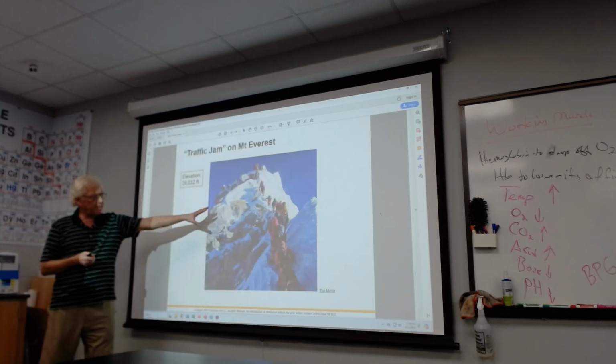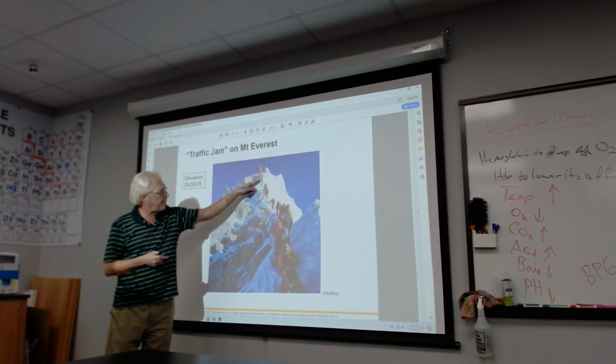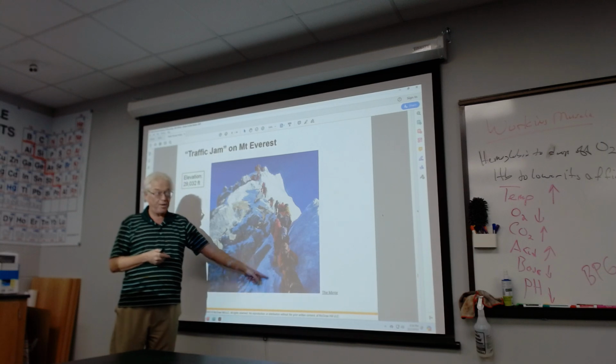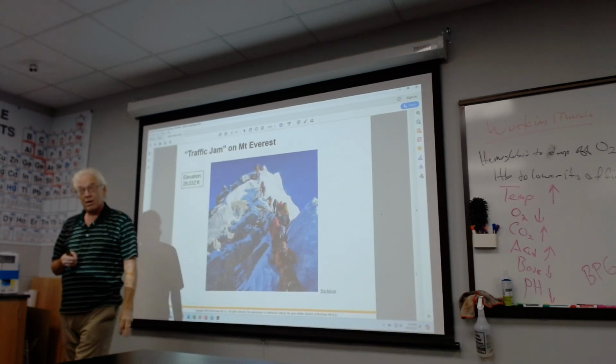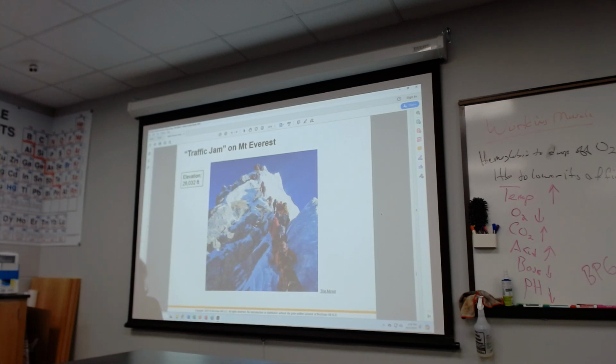And see, that's the picture. Look at all these people, back to back to back, trying to get to the top. Go get your picture and then come back down. Do you think those people can do this in 1 hour? That's a traffic jam. And it was a fatal traffic jam. Got it? Just waiting to happen.